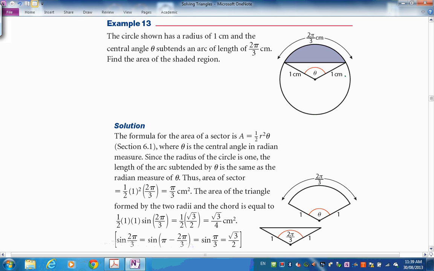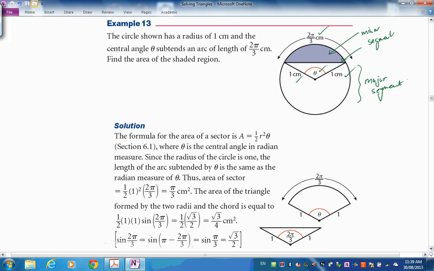Circle has a radius of 1 centimetre, and this angle subtends an arc of 2 pi on 3. Find the area of the shaded region. This shaded region is called the minor segment, where a chord, a line joining 2 points on the circumference, cuts off a section. So this other part here would be the major segment.